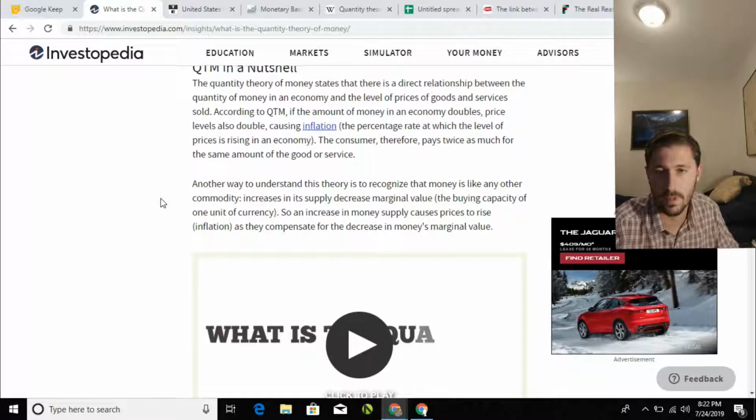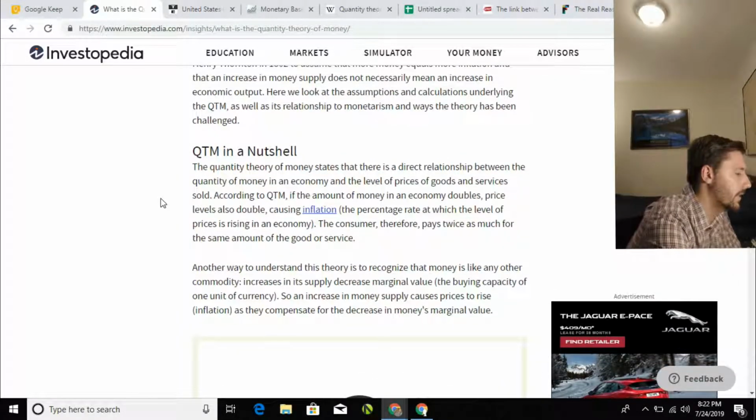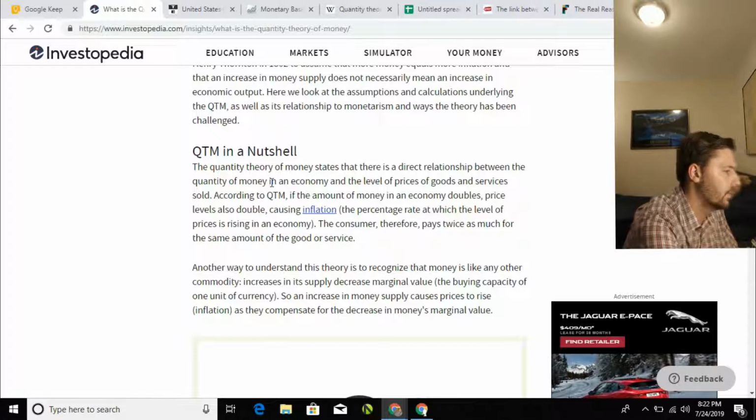So we're looking at the quantity theory of money, which states that there's a direct relationship between the quantity of money in an economy and the level of prices of goods and services sold. So if the amount of money in an economy doubles, price levels also double, causing inflation.